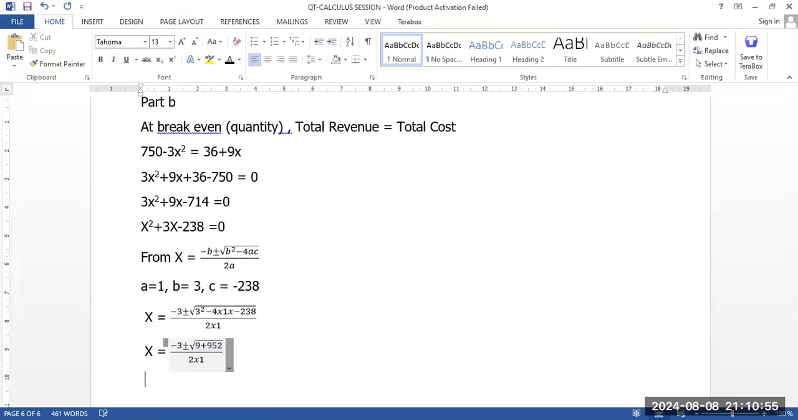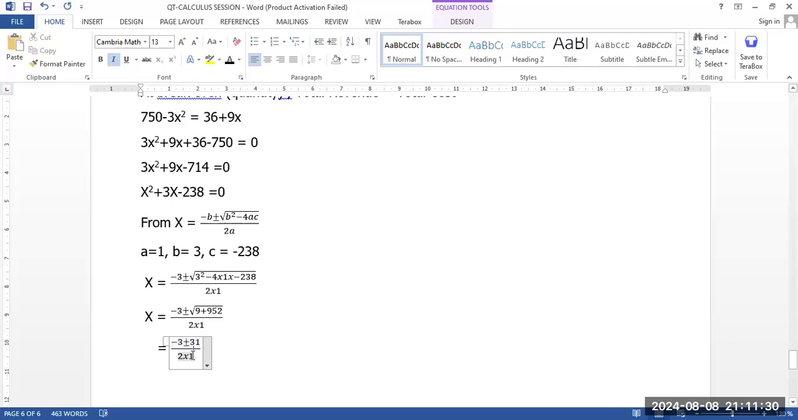So finally, shall be having what? If we remove this, if you take square root, what do you get? Square root of 961. 961. Do you get 31? That's what you have?